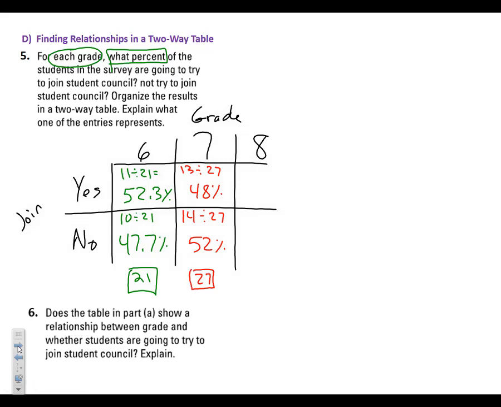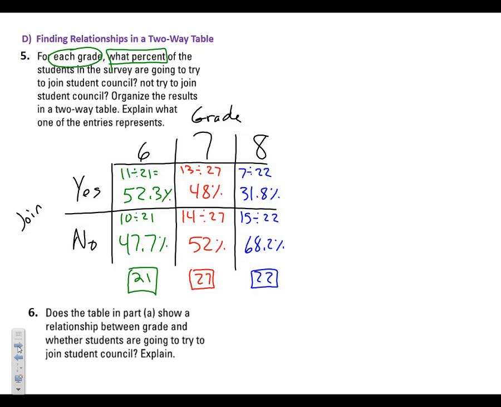And then we go to the 8th graders, and in the 8th graders, there again were 22 surveyed, right? 22 surveyed. So that marginal frequency is important. And we know that 7 of them said they were going to try to join. So 7 divided by 22, and that gives us a percentage of 31.8. 31.8% of 8th graders said they were going to try to join student council. And then you can take the 15 divided by the 22. And of course, the other percent would be 68.2. Said they were not going to try to join.